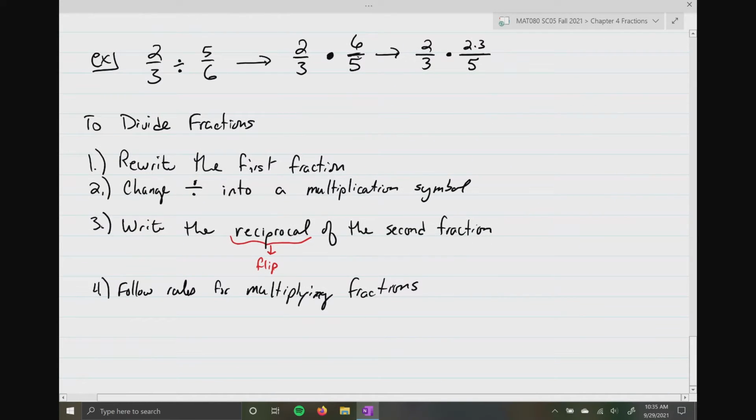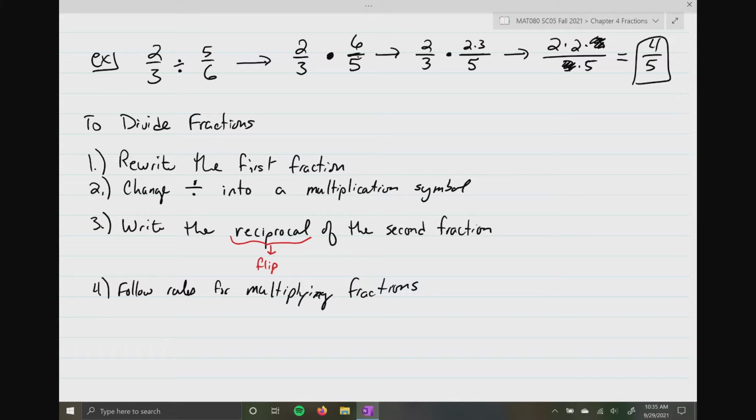So, if I wanted to, I can write one big numerator and one big denominator. And I will reduce the same number that I see on the top and bottom. The only number I can reduce is the 3. I write whatever's left over. 2 times 2 is 4, and a 5 in my denominator. And that's it. So, 2/3 divided by 5/6 is 4 over 5.